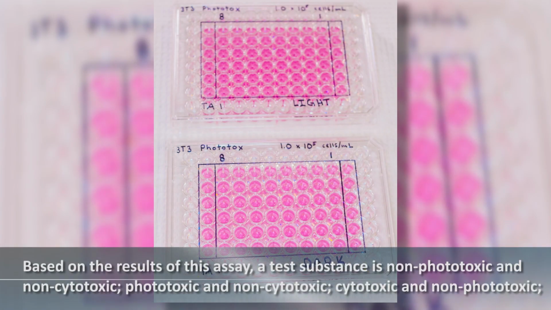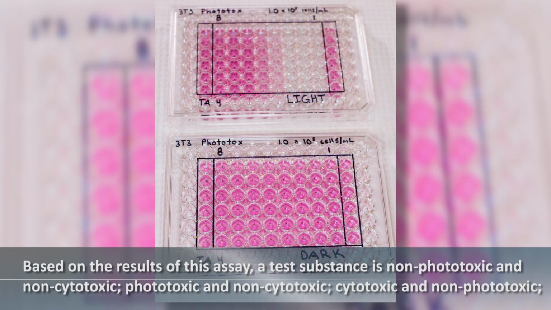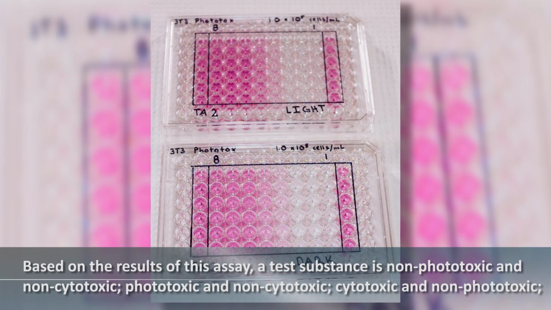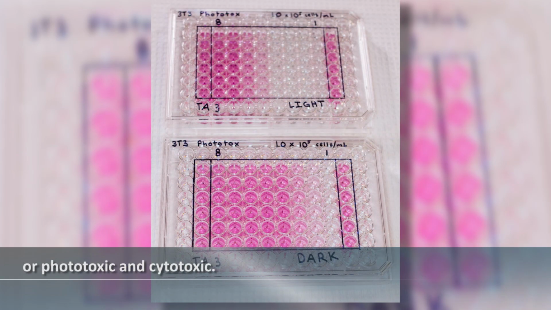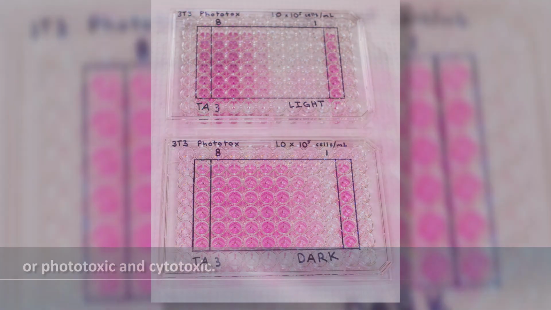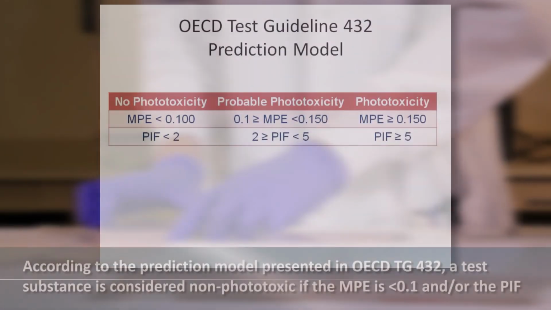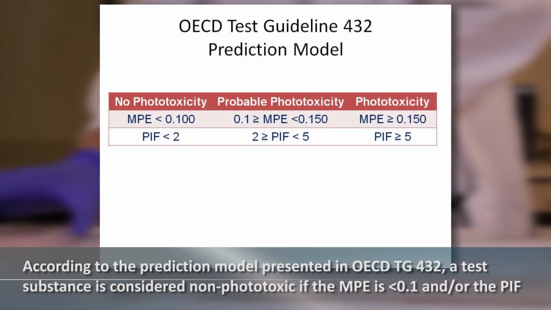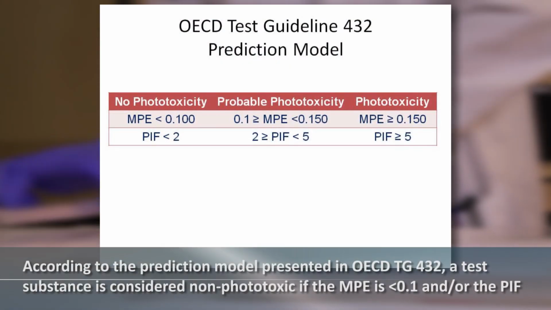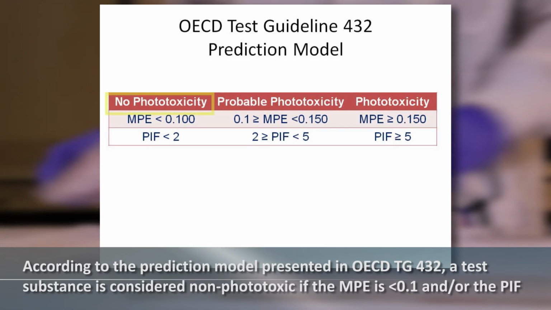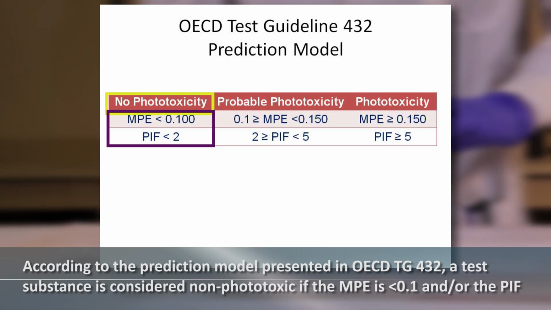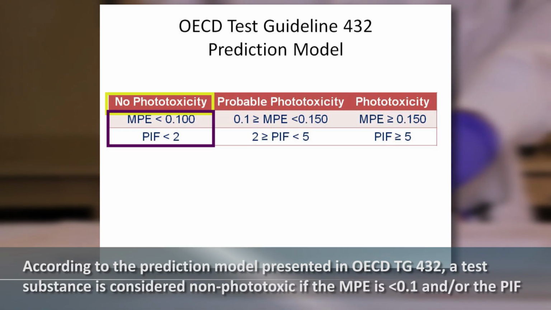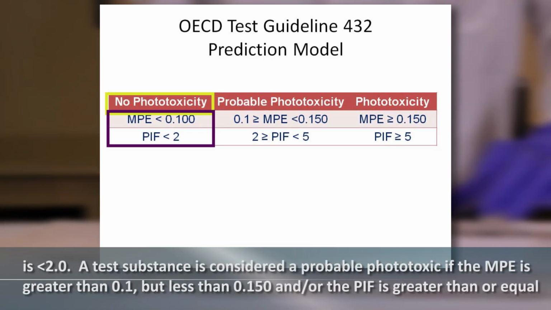Based on the results of this assay, a test substance is non-phototoxic and non-cytotoxic, phototoxic and non-cytotoxic, cytotoxic and non-phototoxic, or phototoxic and cytotoxic. According to the prediction model presented in OECD Test Guideline 432, a test substance is considered non-phototoxic if the MPE is less than 0.1 and/or the PIF is less than 2.0.